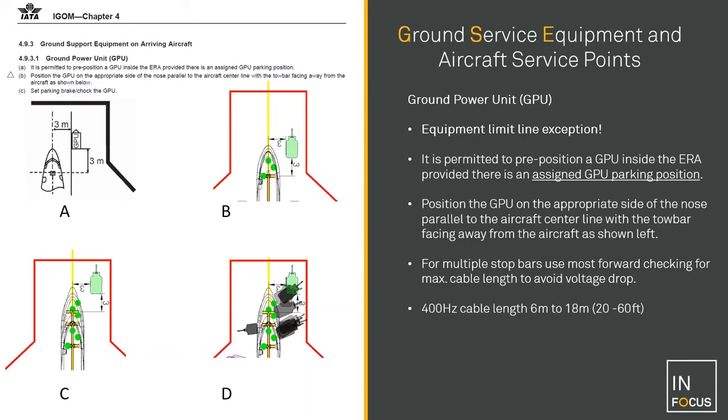Also, when a marshaller or whoever else is in control at the stand at that time sees the equipment not in its position, then he can act accordingly. But here, looking at the GPU, they suggest 3 meters in front of the nose wheel, 3 meters to the right of the nose wheel, looking from the pilot position.